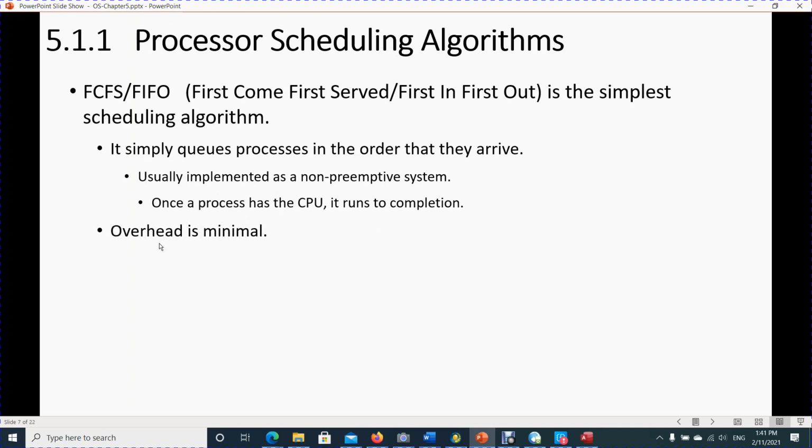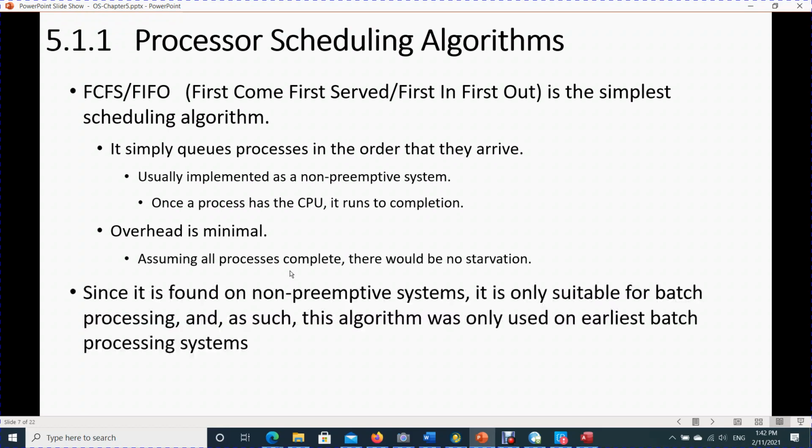It's the simplest algorithm. Overhead is minimal, and there's never going to be any starvation, assuming that all of the processes eventually terminate. Since it's only found on non-preemptive systems, it's only used in batch processing systems, and so it only shows up in the earliest of the operating systems.